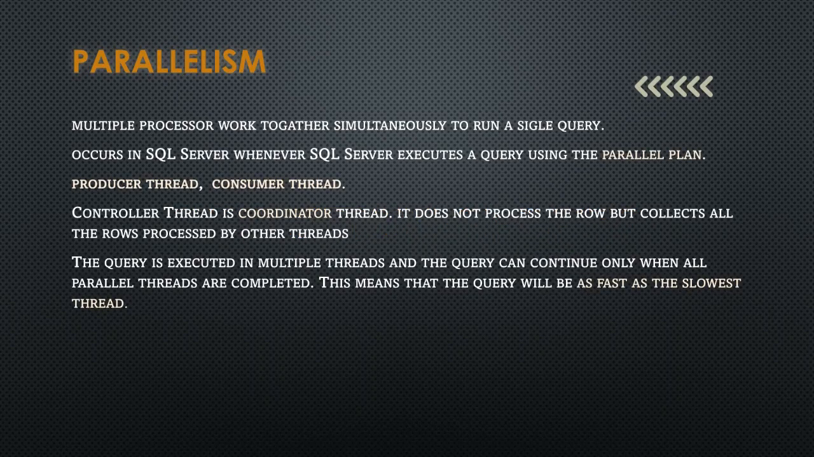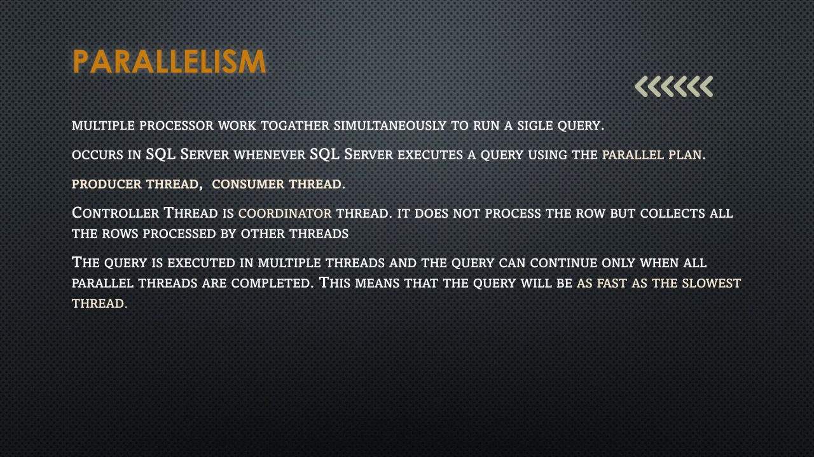So what is parallelism? When multiple processors work together simultaneously to run a single query, this is called parallelism. It occurs in SQL Server whenever SQL Server executes a query using a parallel plan. In parallelism, you will find producer threads, consumer threads, and also you may find a controller thread, which is the coordinator thread, and it does nothing.